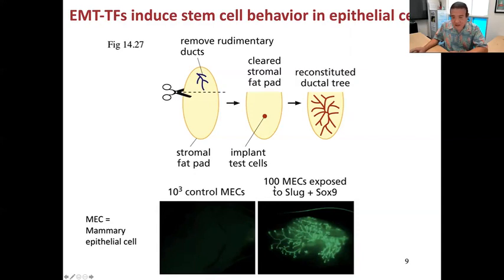Here you take a tenth of them, 100 of these MECs that have been exposed to different types of EMT transcription factors. So in addition to slug, here you are also exposing them to SOX9, right? Another EMT factor. And look at the dramatic difference, right? These 100 MEC cells, right, start dividing and proliferating and reconstituting the ductal formation of these different glands in the tissue here.